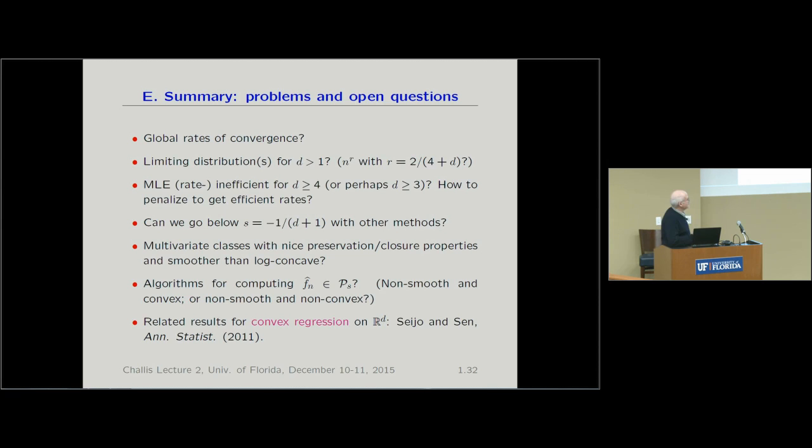There are some related results for convex regression by Seijo and Sen in the Annals in 2011. There's a lot there we don't know. And I'm in the midst of further research on that topic with Roy Han. And we're trying to learn more about how convex regression works rather than convex density or log-concave densities.